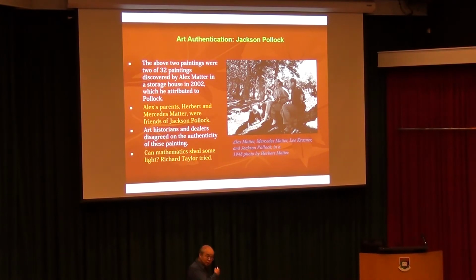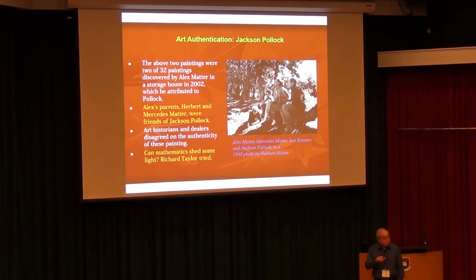bit of paint off one of the paintings and sent it to a Harvard chemistry lab. They discovered after spectral analysis that the paint came out exactly 1 year after Jackson Pollock's death. There was no such paint. This was a new paint. So essentially now everyone believed this was not Jackson Pollock.